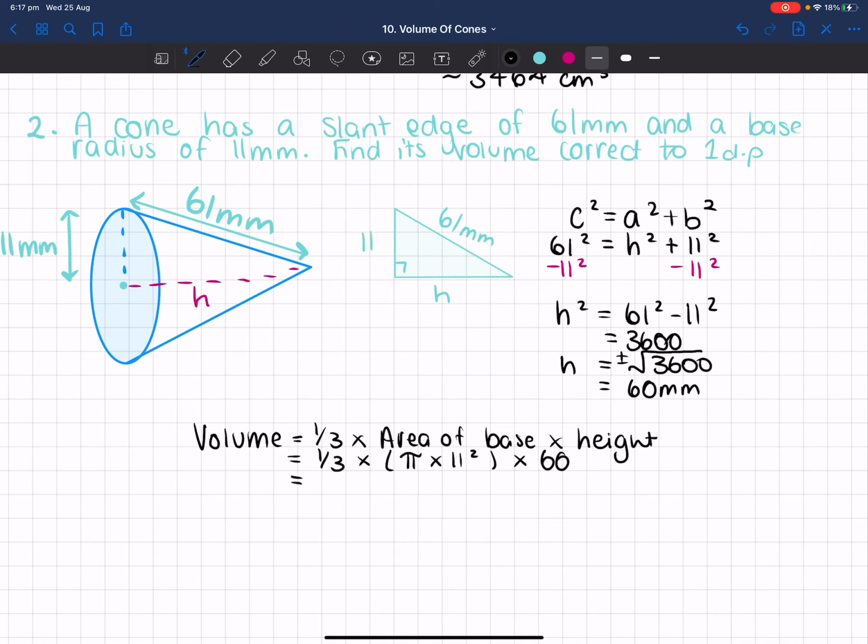Equals 7,602.654, etc. And we want it to 1 decimal place. So 7,602.7, and it's in millimeters cubed.